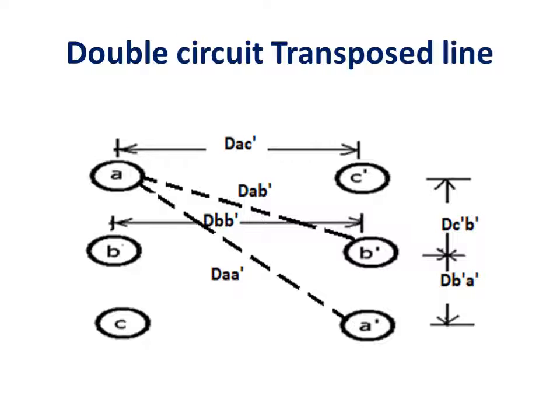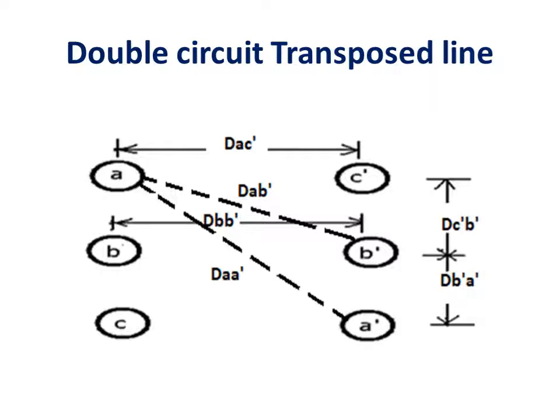Let us consider the distance between conductor A and B as DAB, B and C as DBC, and the horizontal distance between A and C dash as DAC dash, and B to B dash as DBB dash, and C to A dash as DCA dash. Sometimes the distance between A to B and B to C will be the same, and A to C dash, B to B dash, C to A dash also will be the same.